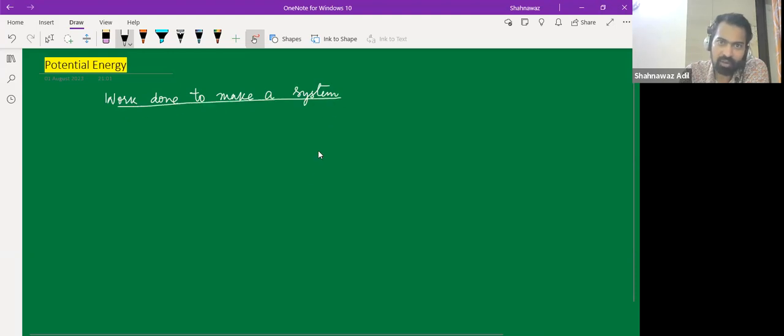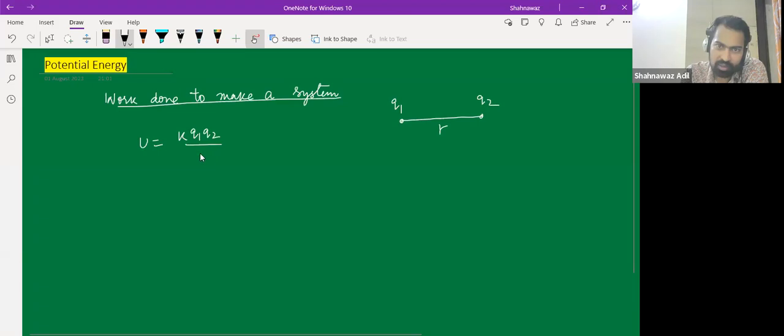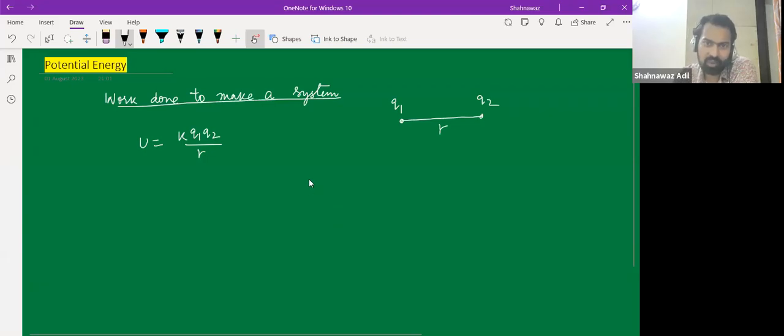You have already derived that, let's say we have 2 point charges, and the potential energy of 2 point charges at a separation R between them. And the potential energy for one point charge is zero, right? Because we don't do any work to make a point charge. So you can only make a system from 2 point charges; 1 point charge doesn't make a system.